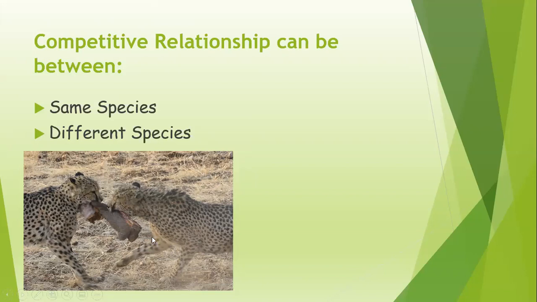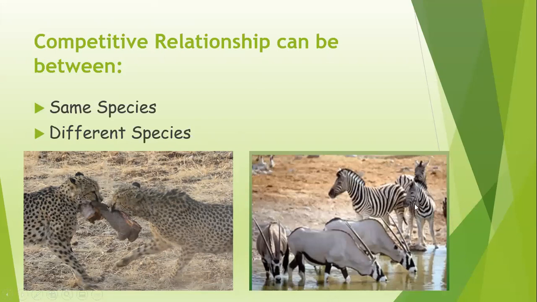There is a competition going on between them, right? So a competitive relationship can be between the same species and it can be between different species also. These are the animals in Africa. All of them want the same water at the same time. So this is also a competitive relationship because there is less water in Africa and all the animals, all different types of species, want water, right?